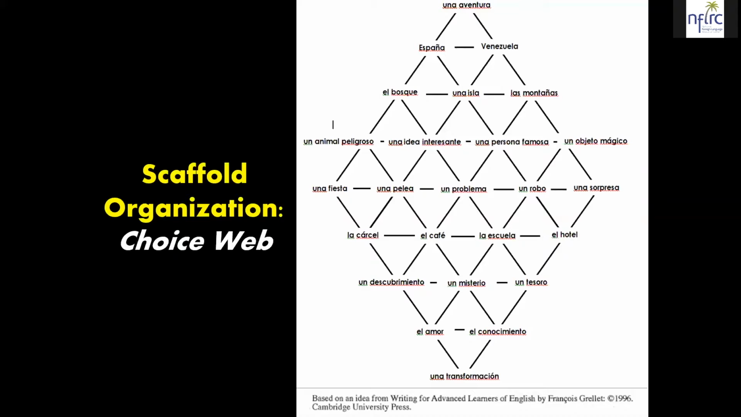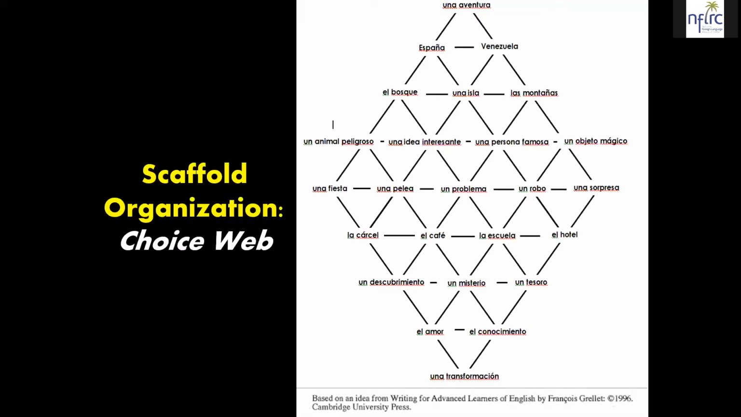So are you going to write for the group in Spain, or are you going to write for the group in Venezuela? Okay, now that you've chosen where that story is going to take place, in terms of the country, what kind of biome is it going to take place in? In the forest, on an island, or in the mountains? And once you've made that decision, what's going to happen in the story? What's going to be kind of the big exciting thing? Is it going to be a dangerous animal, an interesting idea, a famous person, or a magical object?